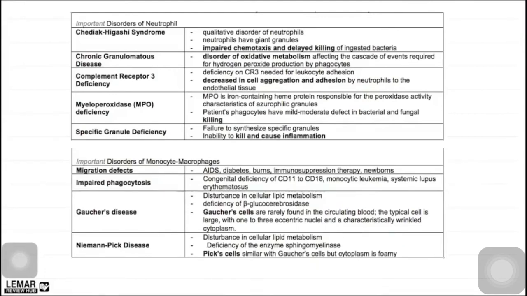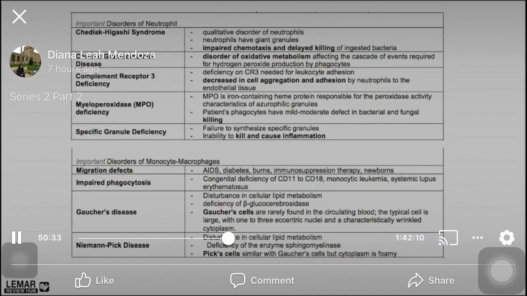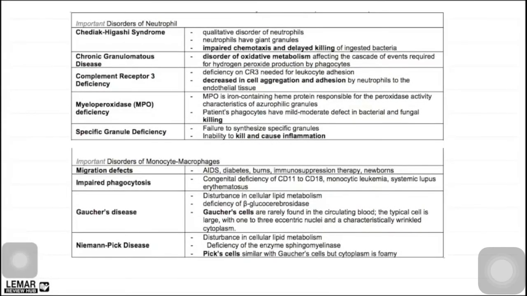We have the important disorders of monocyte macrophage. For migration defects, this involves AIDS, diabetes, burns, and immunosuppression therapy in newborns. Impaired phagocytosis is seen in congenital deficiency of CD11 to CD18, monocytic leukemia, and systemic lupus erythematosus.